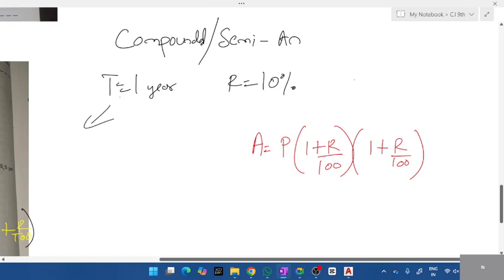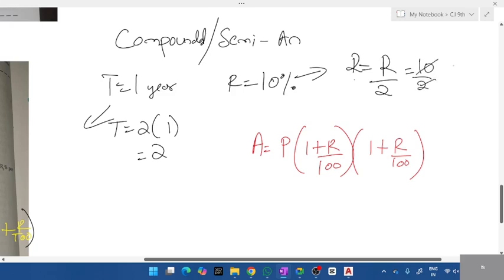Without using the formula, if it is semi-annually, what is the T value, students? 1 year will become 2 into 1. So time will be 2 cycles, right? Time will be 2. What about R? What's the formula we use for R? R is equal to R by 2, right? Who's telling 10 by 100? 10 by 2. So what do you have to take as the rate R?